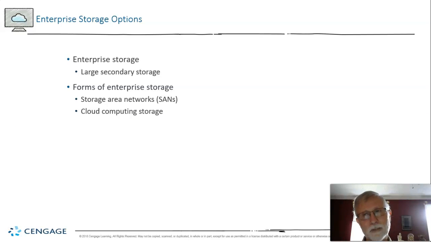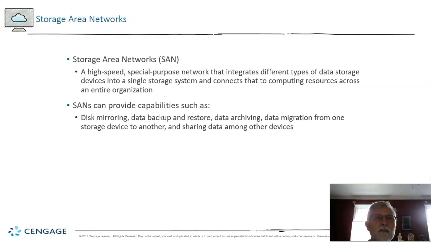Now, for big businesses, they've got large secondary storage. They'll have data centers that store a lot of data, and they'll use storage area networks. They'll have networks of disk drives to be able to store and retrieve all their data. Or they'll use what we commonly use, which is cloud computing storage.